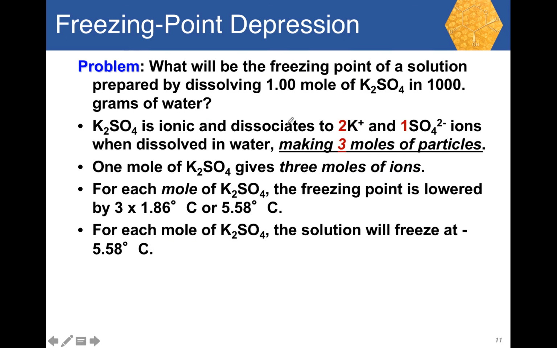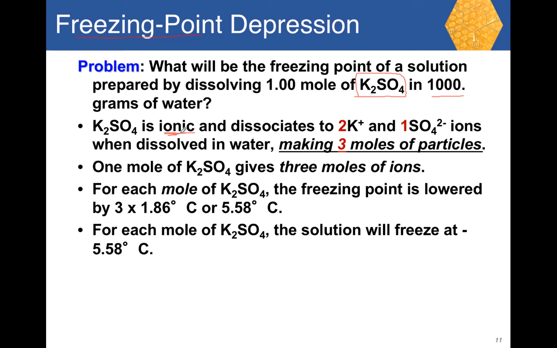Let us look at another example here. So here, still freezing point depression, but now we're using potassium sulfate. So if you mixed potassium sulfate in 1,000 grams of water, what will be the effect on the freezing point? The key here is potassium sulfate is ionic, so in water, it's going to dissociate. Remember we did that earlier.